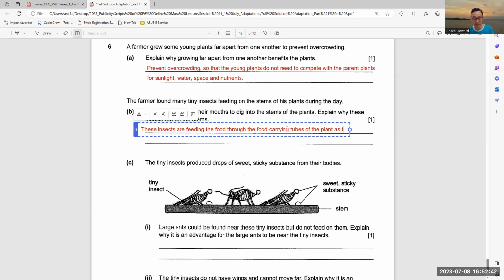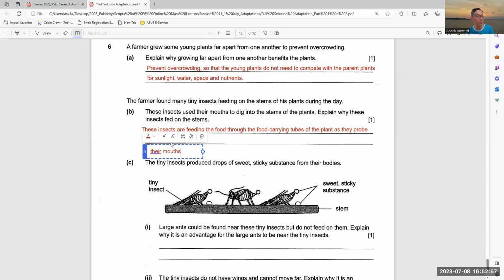As they probe, or dig their mouth into the stem, as they probe their mouth into the stem.